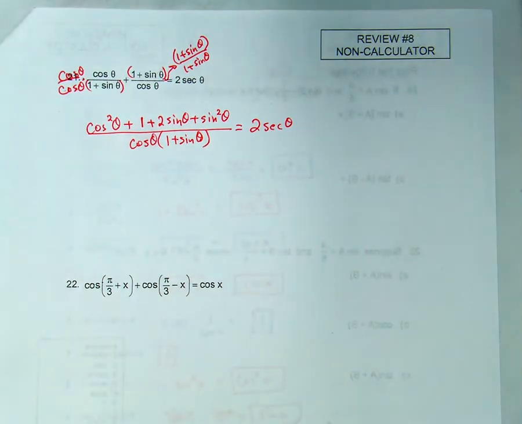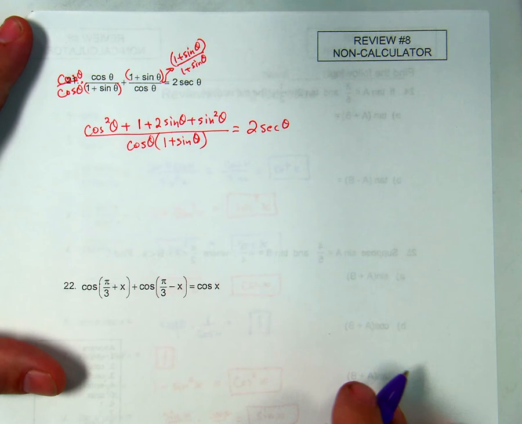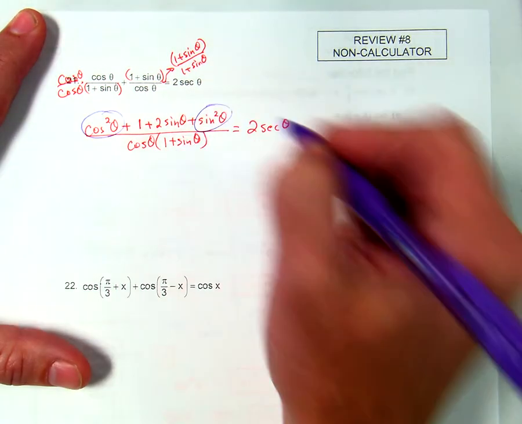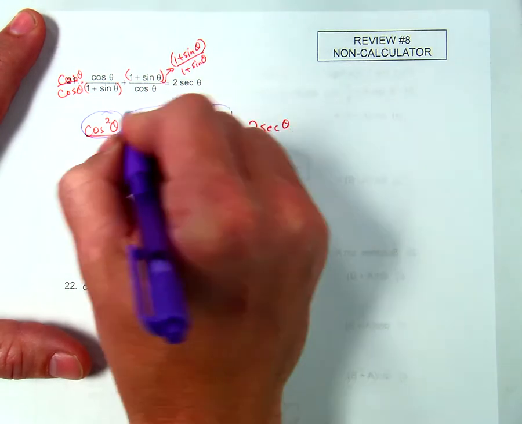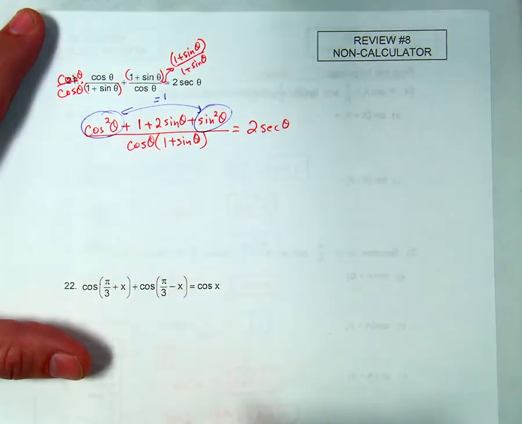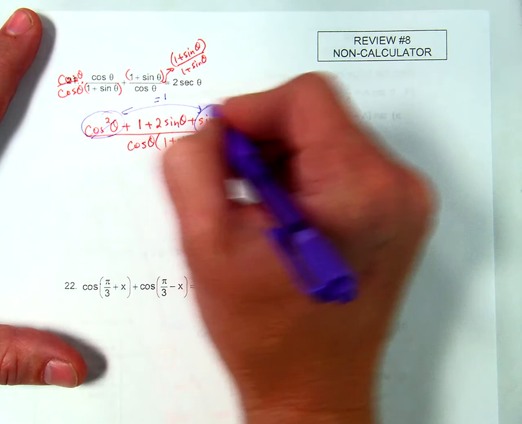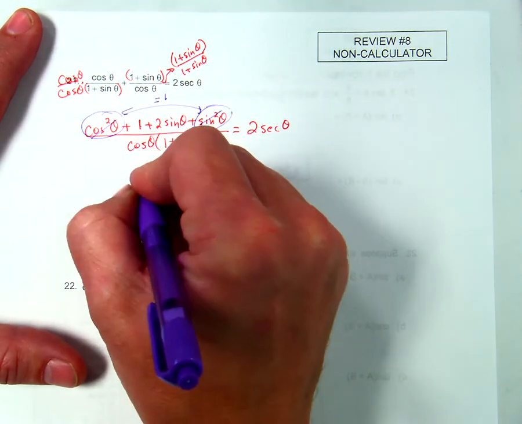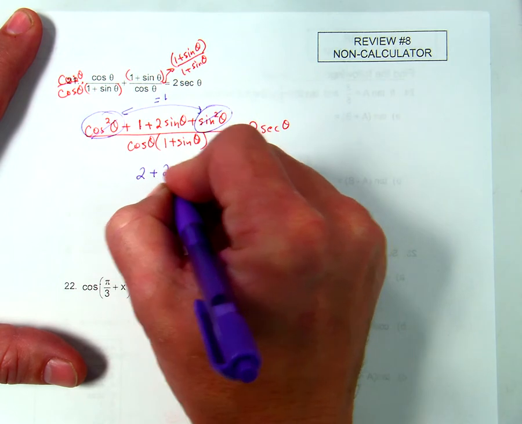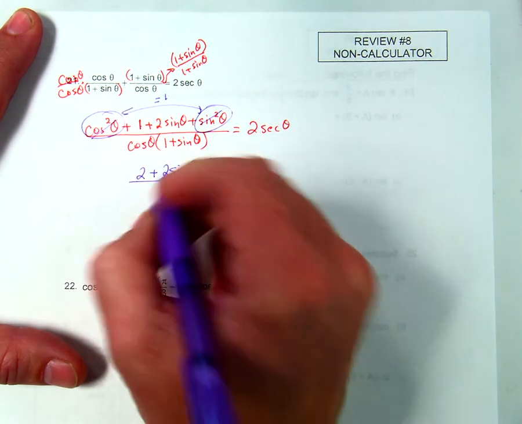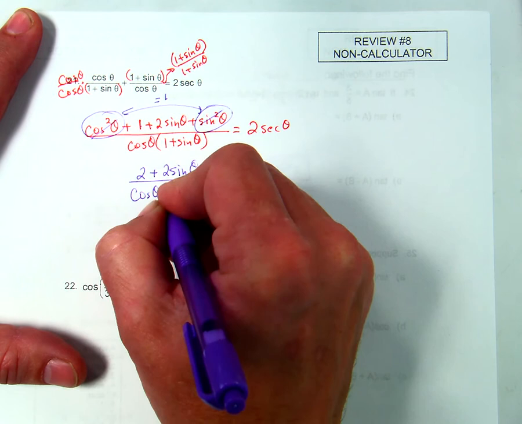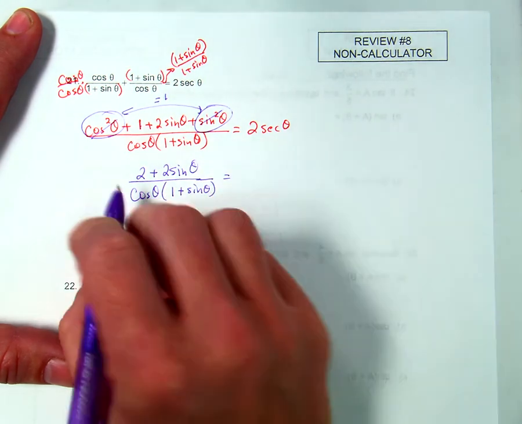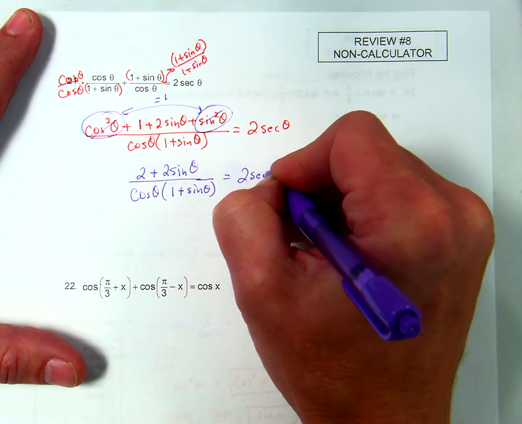All right, now let's look at what we can do to try to simplify some things. Anytime I see cosine squared theta and sine squared theta, that's a Pythagorean identity. That is equal to 1. And I'm going to use that right off the bat. Those are going to go away. I'm going to have 1 plus 2 sine theta. That's 2 plus 2 sine theta, all over cosine theta times 1 plus sine theta. Again, still supposed to equal secant theta.